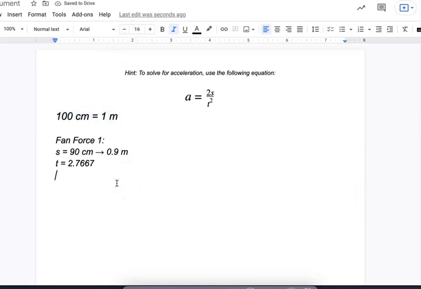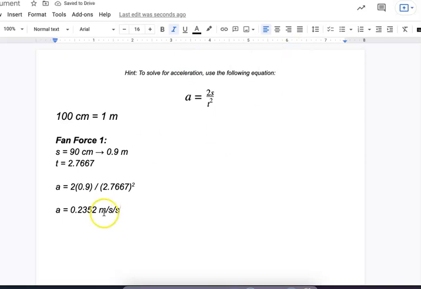In my first calculation for acceleration here, I have A is equal to 2 times my S, which is 0.9, divided by 2.7667 squared. And I'm going to go to my calculator and enter 2 times 0.9 divided by 2.7667 squared. And I should get a value of acceleration equals 0.2352, rounded. And this is in meters per second squared.